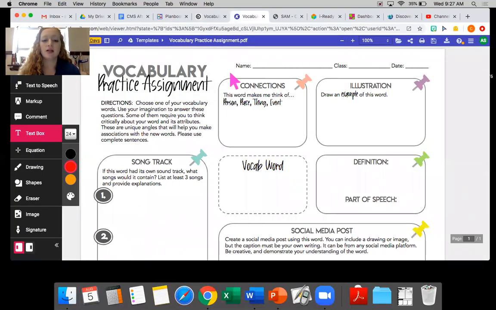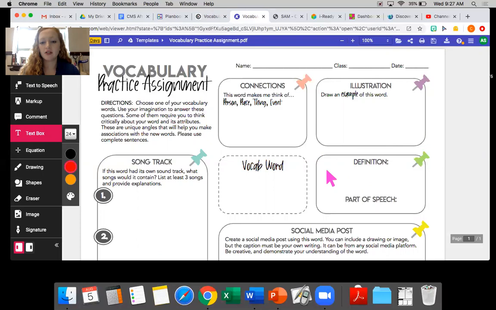Okay, so your word is acknowledge. So you're going to write it right here. And then it says choose one of your vocabulary words, but you don't get to choose. It's just acknowledge. So you're going to use your imagination to answer these questions. So illustration. Draw an example of this word. If you're terrible at drawing, I understand. Go find a picture of something that would show that word. I don't want you to just write this word in a cool font. I want you to draw something that would demonstrate that word.